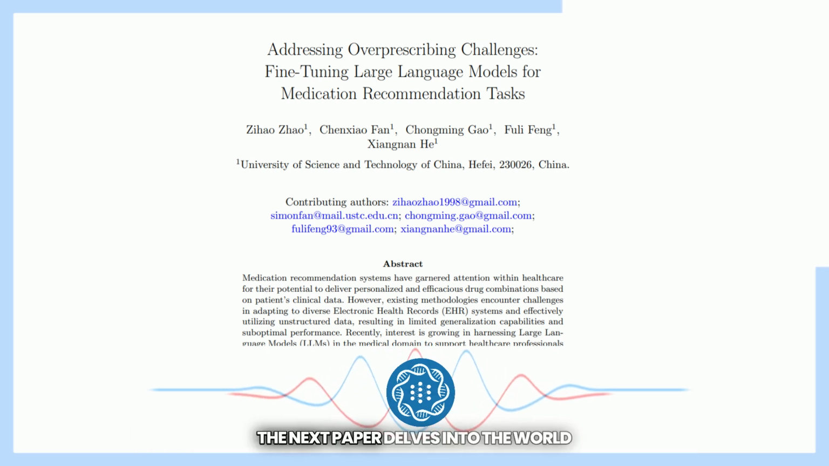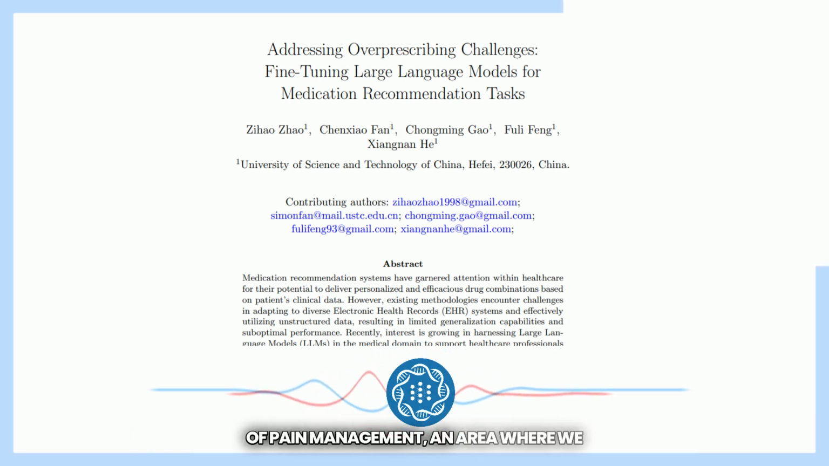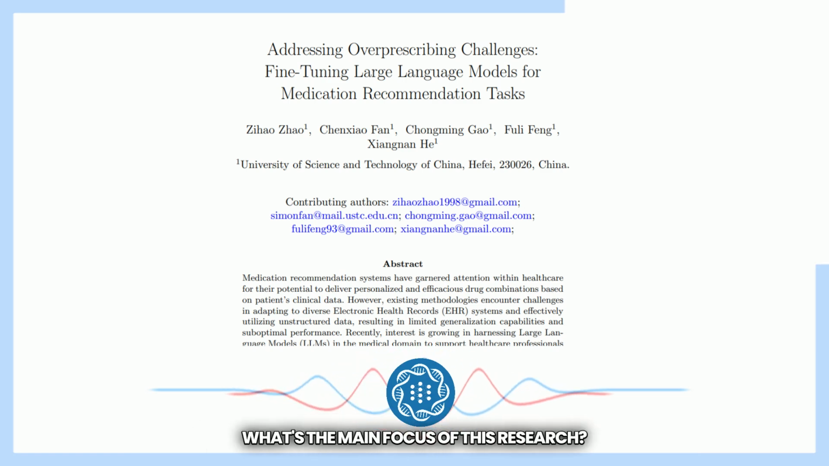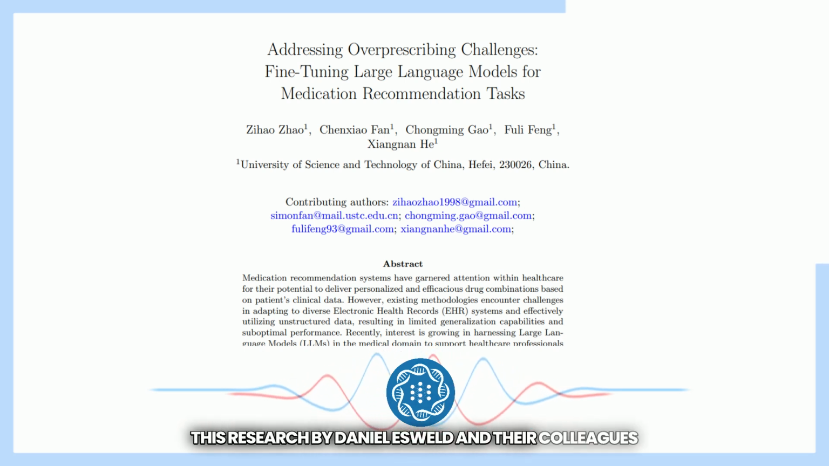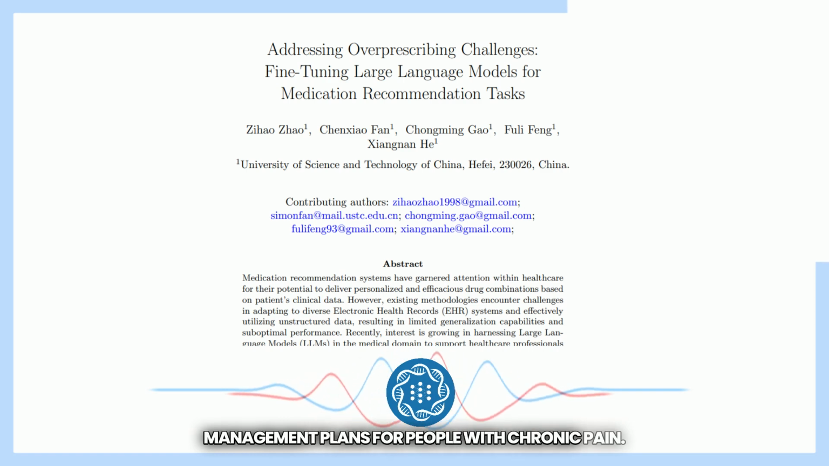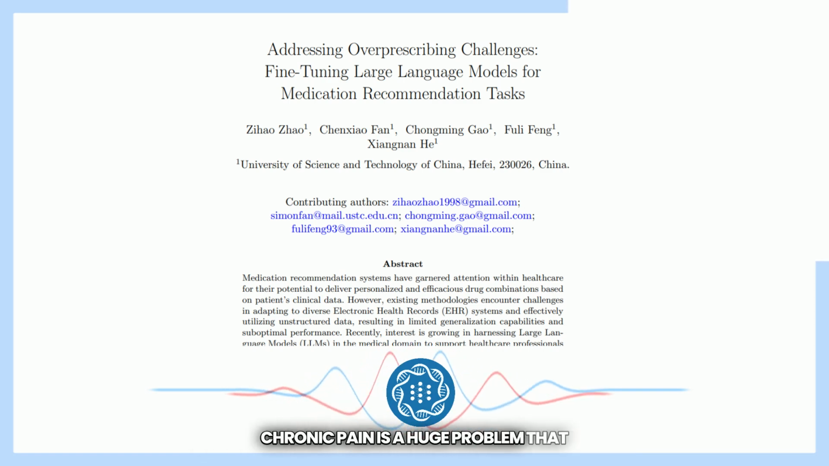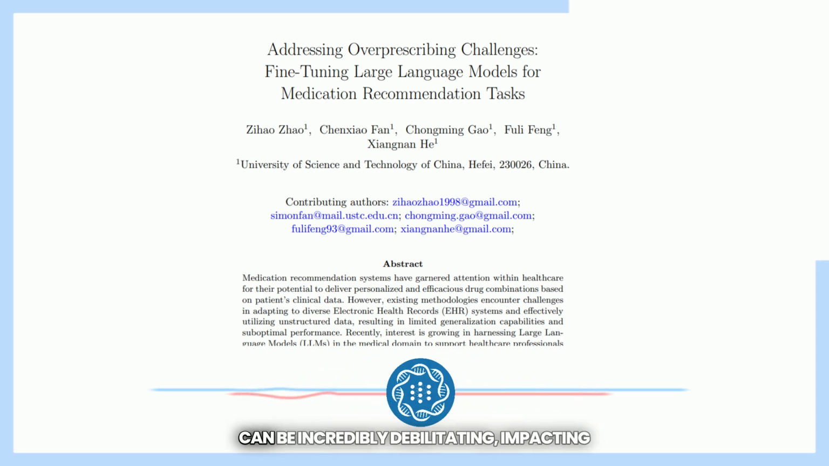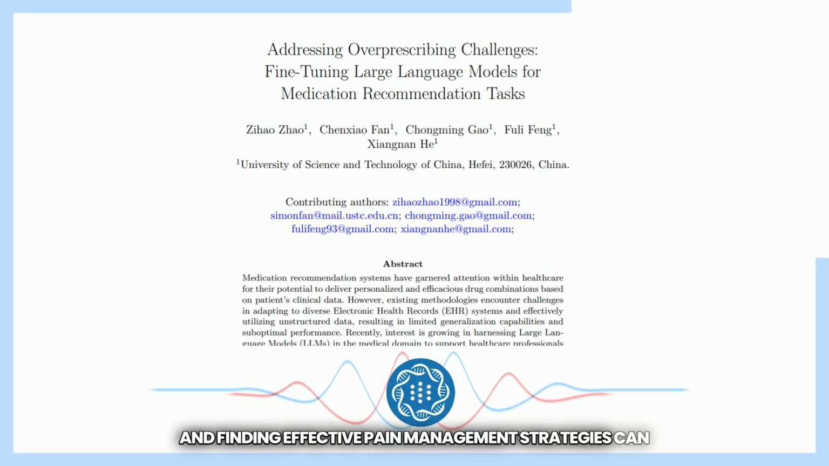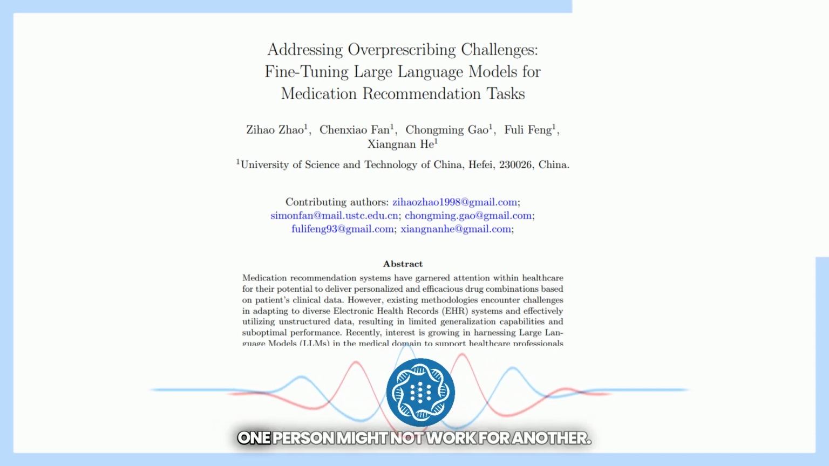Okay, the next paper delves into the world of pain management, an area where we could really use more personalized approaches. What's the main focus of this research? This research by Daniel S. Weld and their colleagues explores using AI to create those personalized pain management plans for people with chronic pain. Chronic pain is a huge problem that affects so many people around the world. It can be incredibly debilitating, impacting every part of someone's life. I can imagine. And finding effective pain management strategies can be really difficult because what works for one person might not work for another.